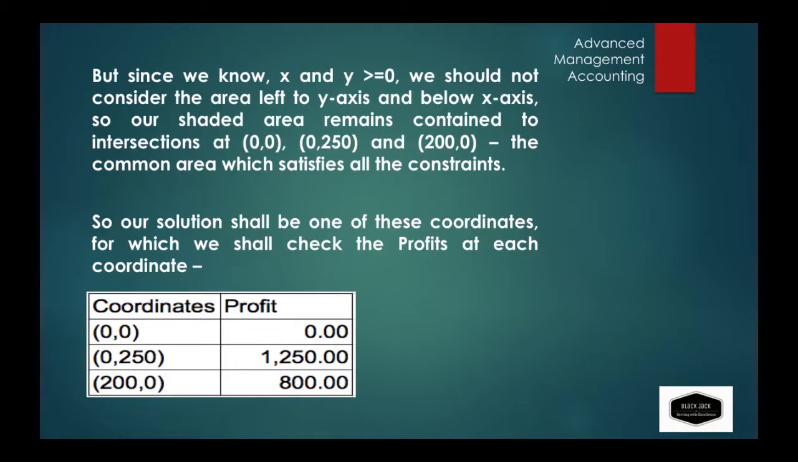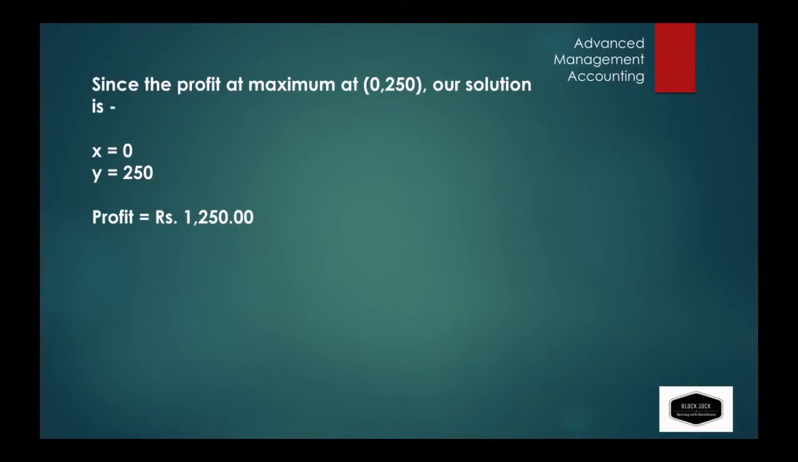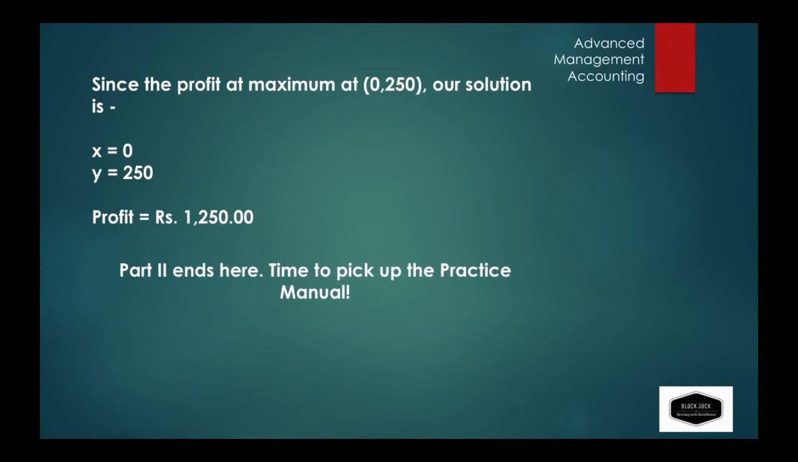So our solution shall be one of these coordinates, for which we shall check the profits at each coordinate. The profit is checked by putting the values of x and y at these coordinates in the objective function. Since the profit is maximum at the coordinates (0, 250), our solution is that x is equal to 0 and y is equal to 250. And at such a point, our profit is rupees 1250. So Part 2 ends here and it's time to pick up the practice manuals again.